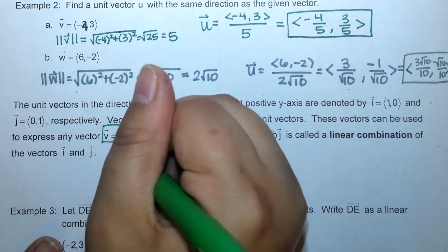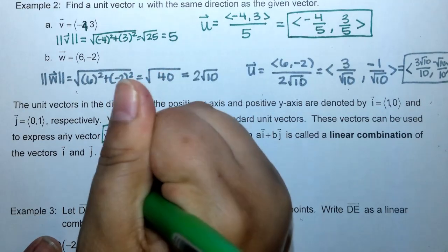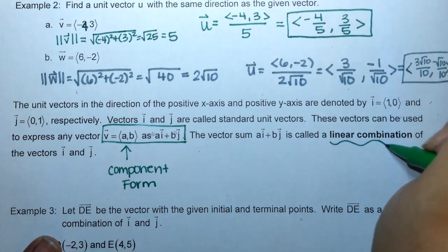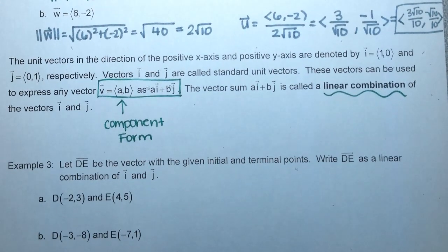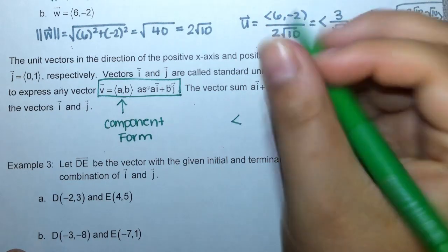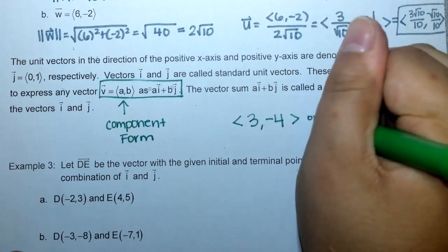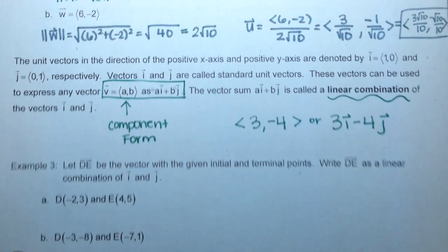Yes. So this right here we call component form. This other one with vector i and vector j is the linear combination form. They are just different ways to describe vectors. So if I had 3, negative 4, I could rewrite that as 3 vector i minus 4 vector j.